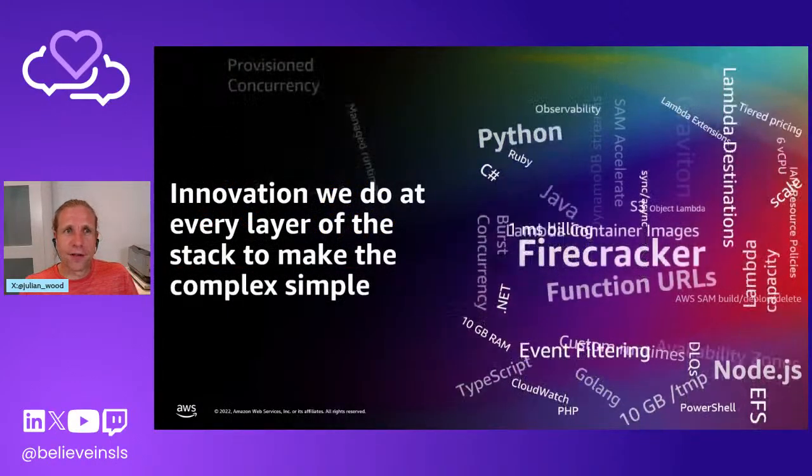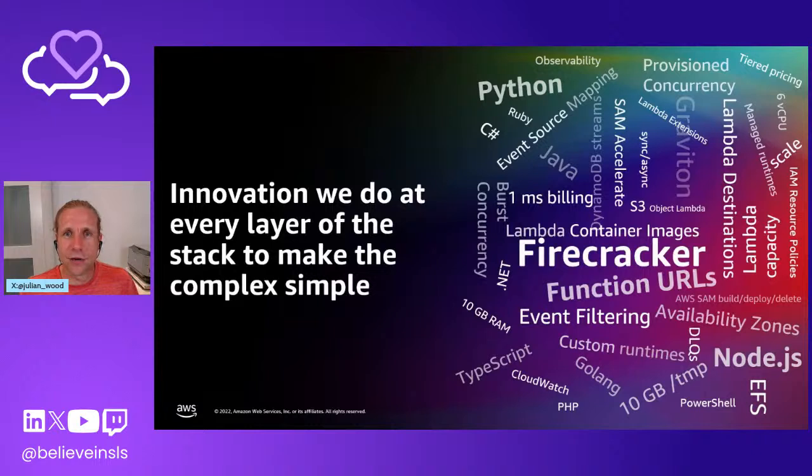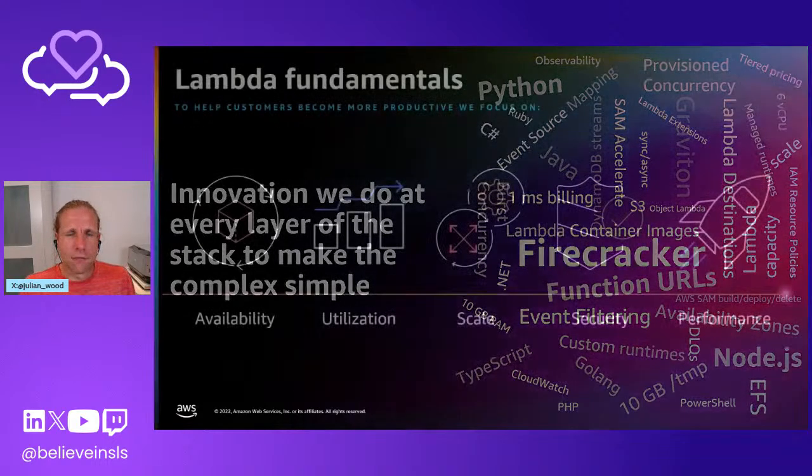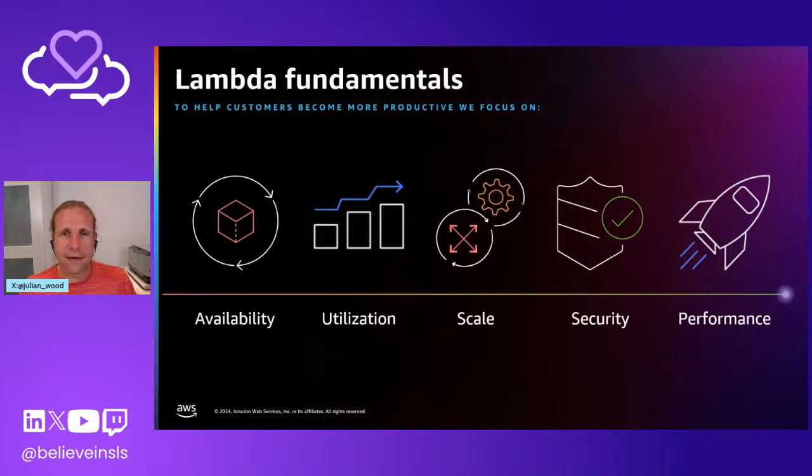So, part of the whole serverless thing, and particularly Lambda, is, we do a whole ton of innovation in all areas of the Lambda service to make the complex simple. We want to always give you more, while also crucially trying to keep it simple to use, so you can take advantage of all Lambda has to solve, many challenges at many scales. And we always talk about the fundamentals of Lambda, and we focus on things like availability, utilization, scale, security and performance. And today I want to give you some of the engineering we do under the hood to make this all happen.